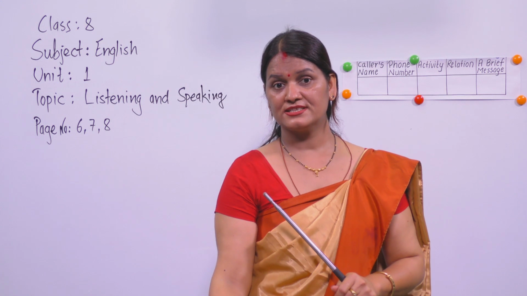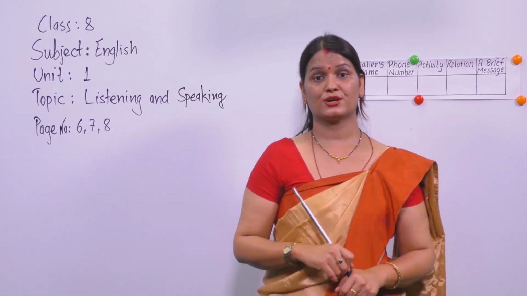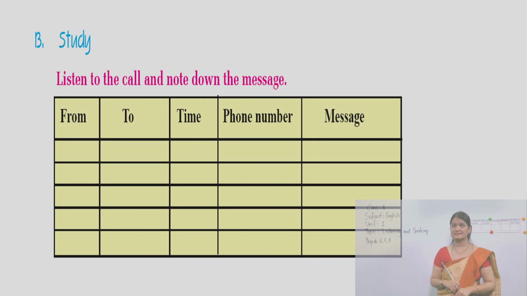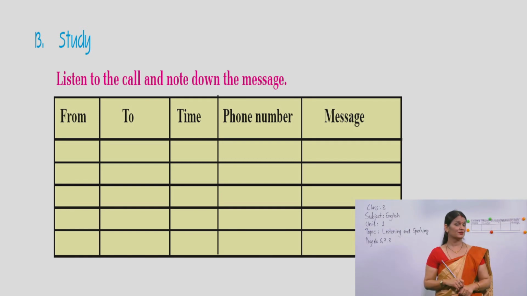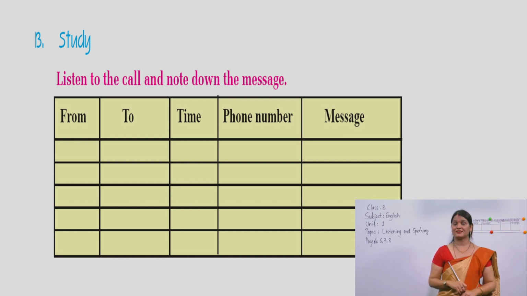So what are the activities in the question? Listen to the call and note down the message. Okay, who has called? You have to note down the caller's name. Okay, and who is the receiver? You will write the receiver's name. And then the time. At what time is the person available? Okay, you have to write the time. Then the phone number. Which phone number will they discuss? You will note it down there. And what is the message? Okay, you will write the message.